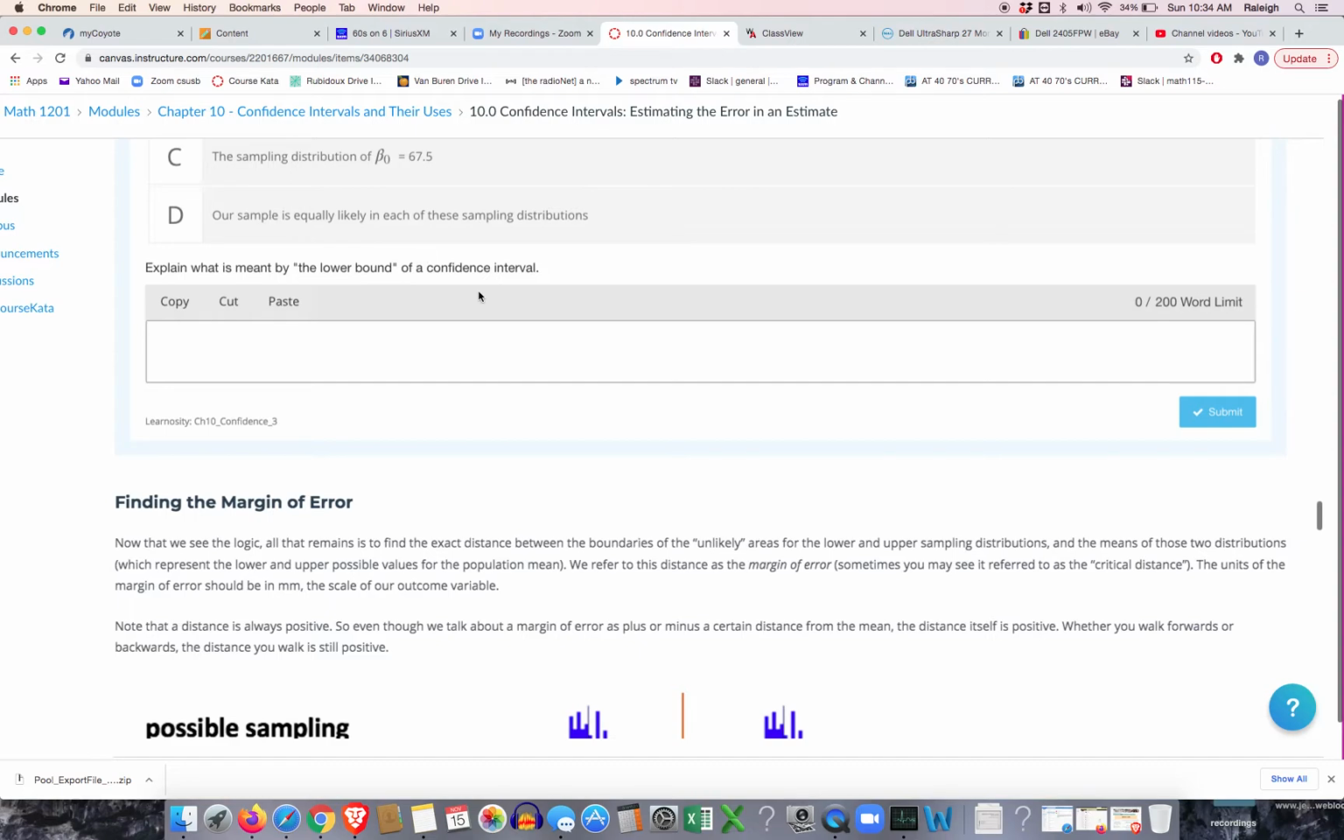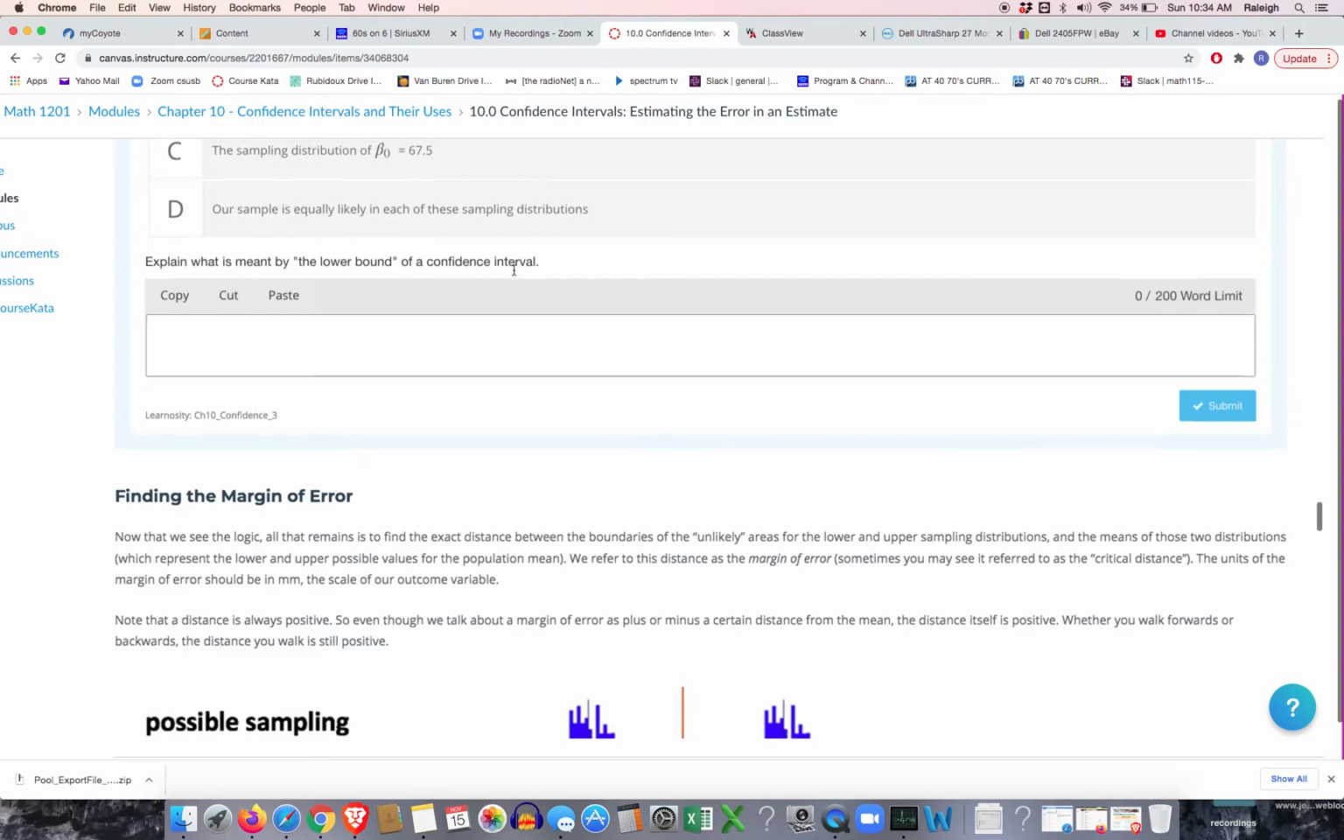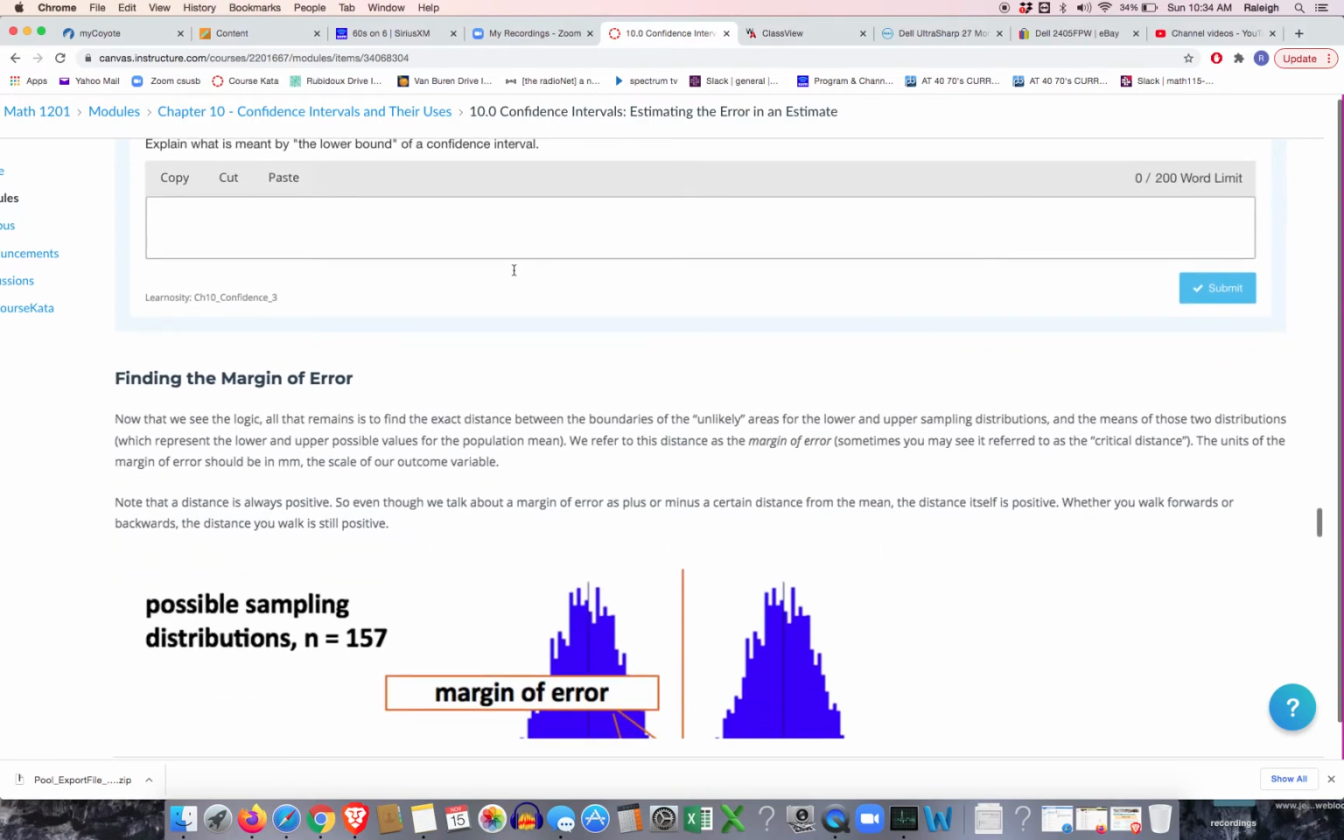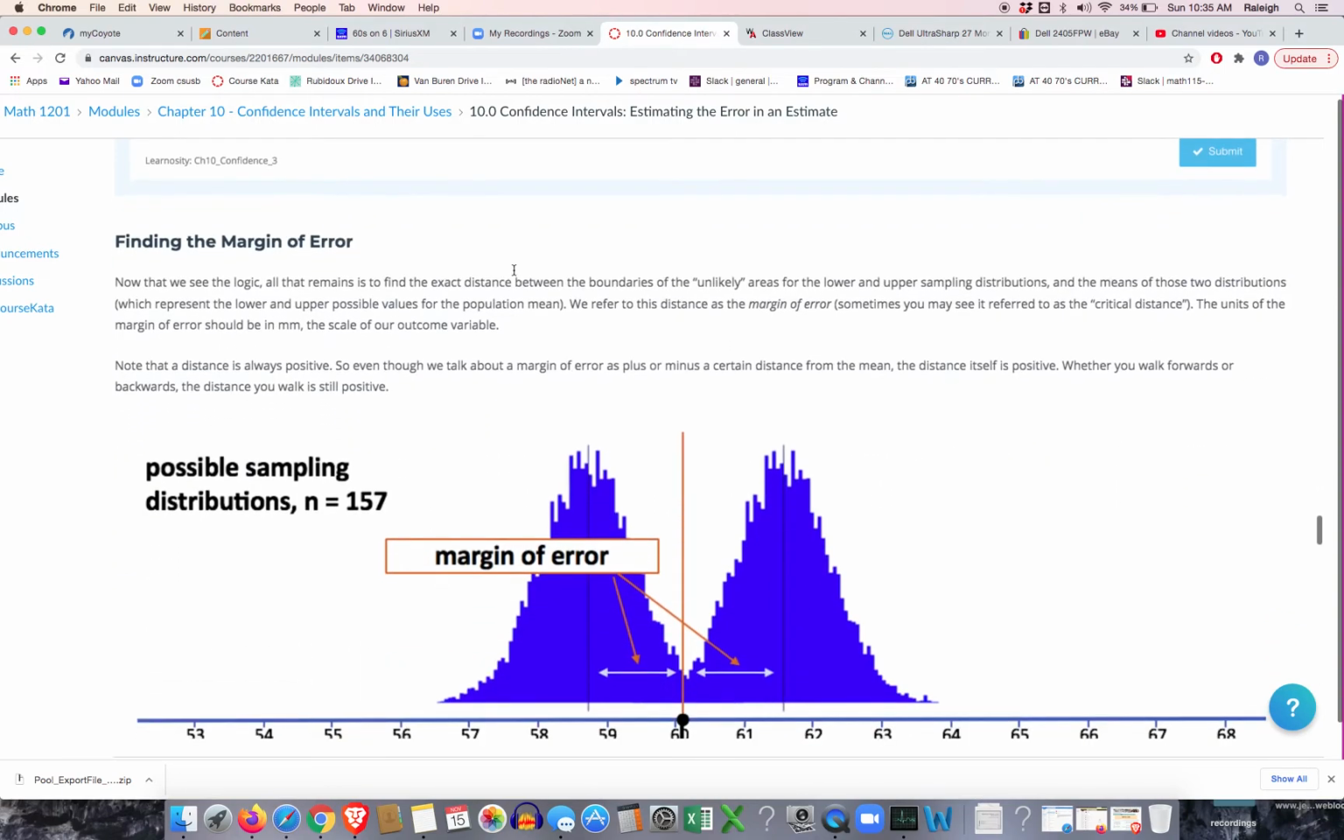If you go a little bit beyond that, suddenly it's unlikely and we vote against it. So this confidence interval is where we would say, yes, we think that this is still okay. And the way they do it is a little bit different from what I'm accustomed to seeing, but that's all right. We see the logic. All we have to do is find the exact distance.